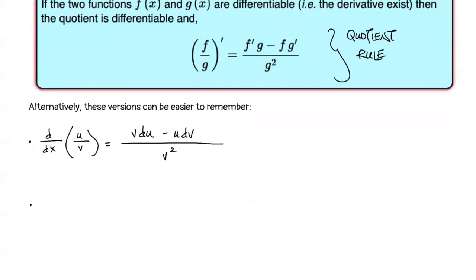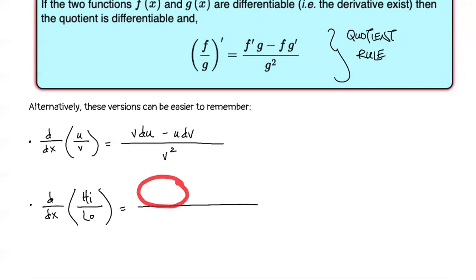Alternatively, some people like to think about this in terms of a function that is higher and a function that is lower. And so sometimes we call the one on the top high and the one on the bottom low. Okay. And so if we were to practice using those letters in this quotient rule, what would we get for this first term? So the one before the minus sign, what would we get there if we use these letters?